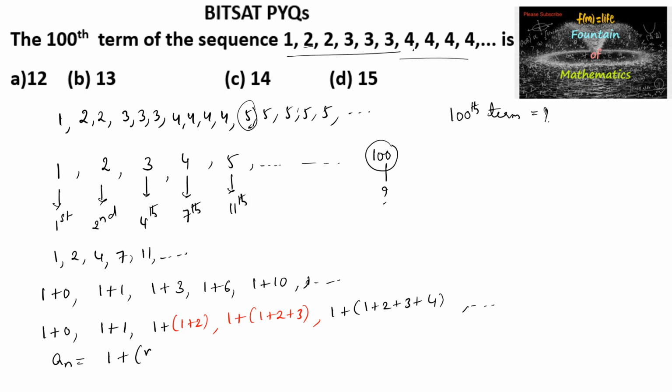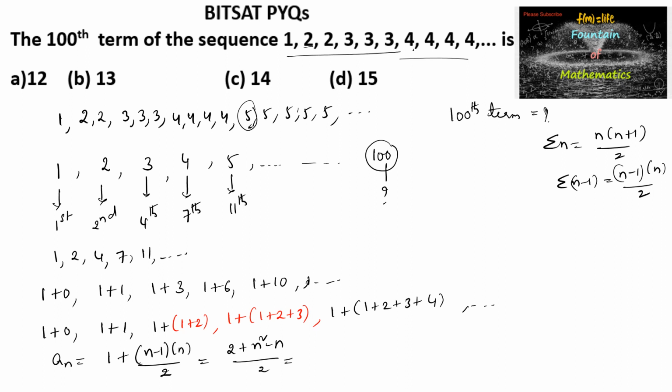So that is (n minus 1) into n divided by 2, because we know that the sum of the first n natural numbers is n into (n plus 1) by 2. Then the summation of n minus 1 natural numbers can be taken as (n minus 1) into n upon 2. On simplifying, we get (n square minus n plus 2) upon 2 as the position. Now to identify which number exists in that, let us see.